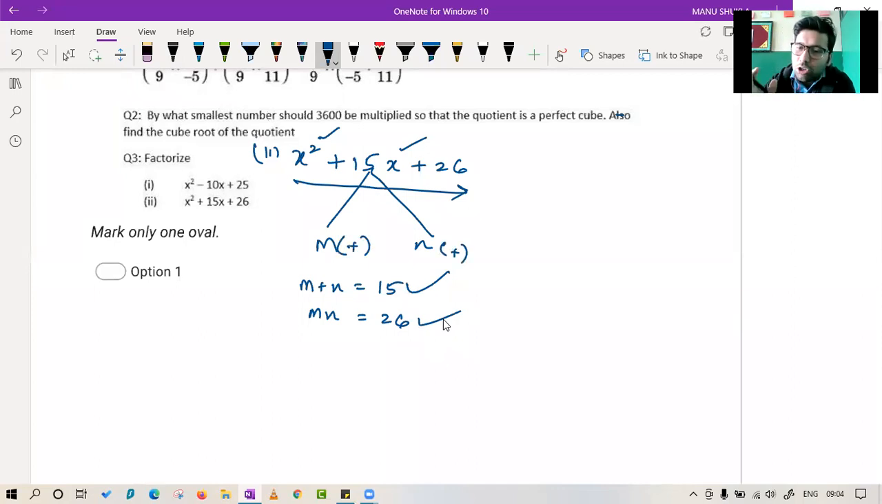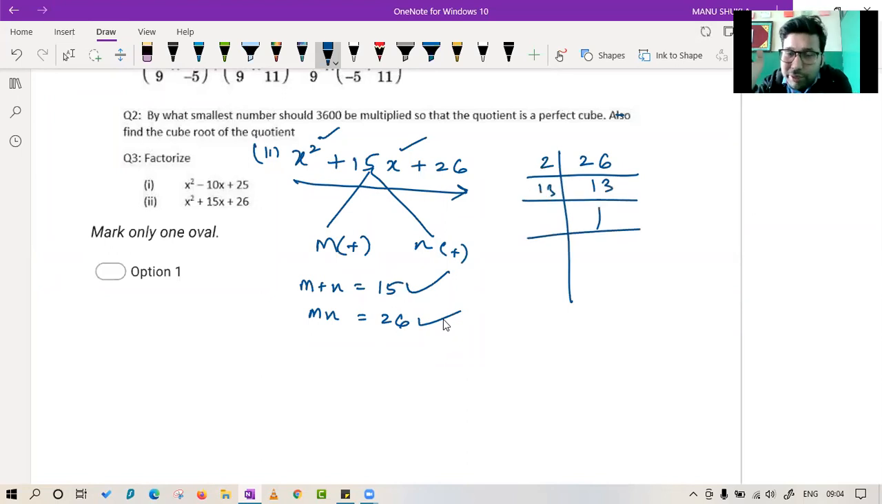So we are ready with the nature of the numbers. Now we have to find the numbers itself. So we need to prime factorize this 26. We will get 2 and 13, and this is done. Now tell me, will this help us? Yes, 13 plus 2 is 15 and 13 times 2 is 26. So you can take m as 13x and n as 2x, that is fine. So let's break it: x square plus 13x plus 2x plus 26.